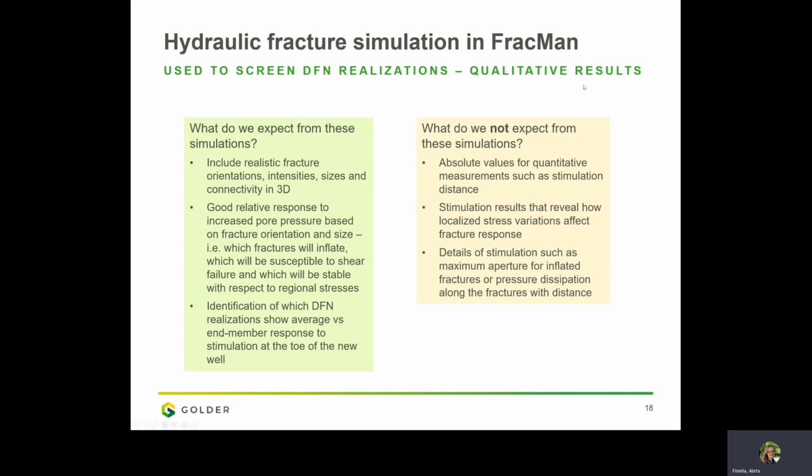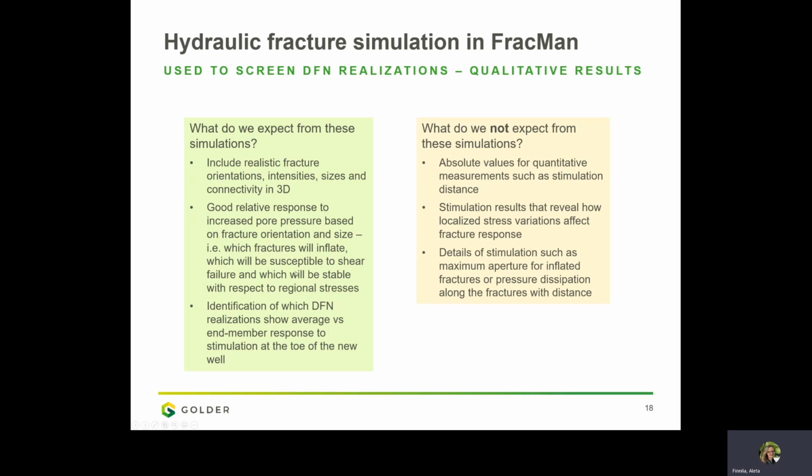What we're looking for here is qualitative results, given the simplifications that we do for this particular simulation. We are including the full million fractures in this simulation. We don't need to have a subset. We can look at them all with their realistic orientations, intensities, and especially their connectivity in three dimensions. And we should be getting a pretty good response to the increase in pore pressure in those connected fractures based on their orientation and size. So we're expecting to know which of these fractures will tend to inflate first, which will be susceptible to shear failure, and which would be stable given the pore pressures and the regional stresses.